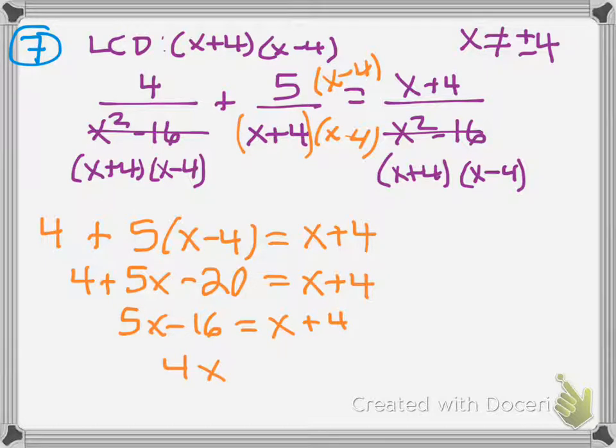So I get 4x equals 20, so x equals 5. It's not the domain restriction, so we're good. Alright, we have 3 more.